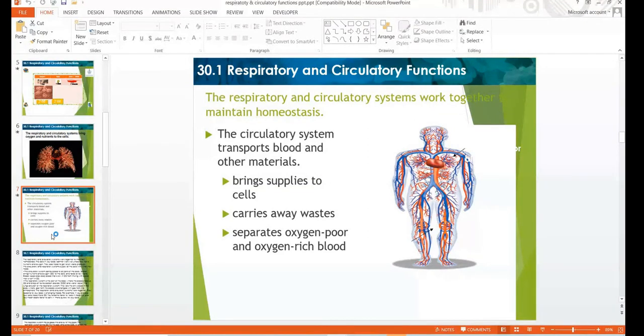Are we still breathing when we are sleeping, girls? Yes. And do we need the same amount of oxygen when we are sleeping or when we are doing vigorous exercise? No. We need more oxygen when we are doing vigorous exercise or running or doing any activity, compared to when we are sitting or relaxing, right?